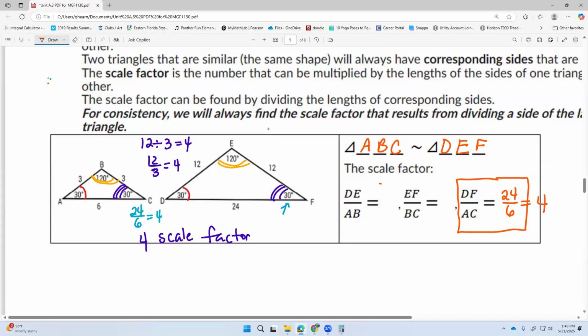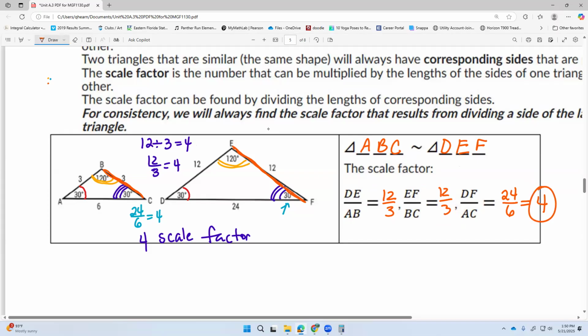So let's see, this version says to look at DE and AB. So DE would be here and AB would be here. So this is telling us divide 12 by 3, which is also 4. Or in the middle here, we have EF over BC. So that's telling us the side EF, which corresponds to the side BC. If we divide 12 by 3, we also get 4. So this is showing all the ways that we could divide corresponding side lengths to get the scale factor, which is 4.